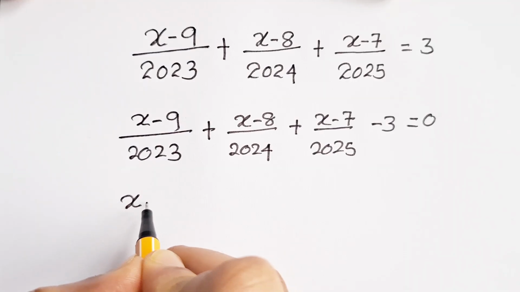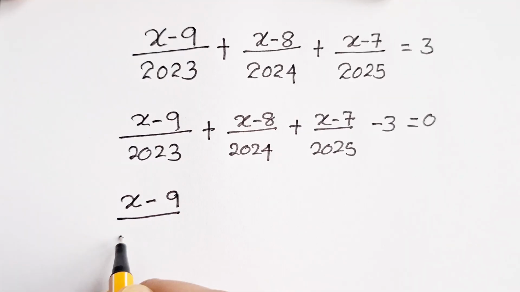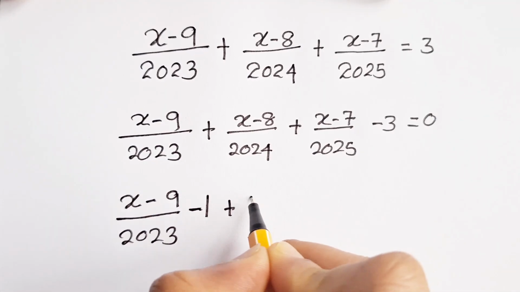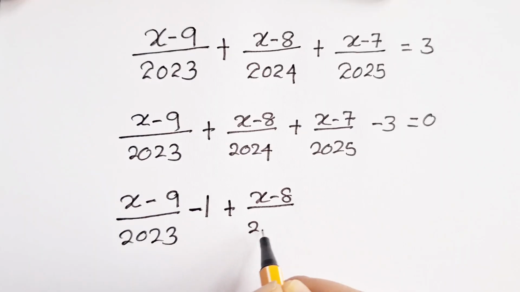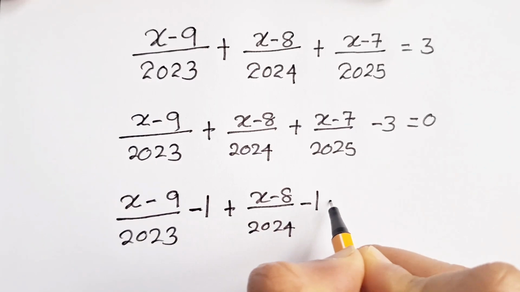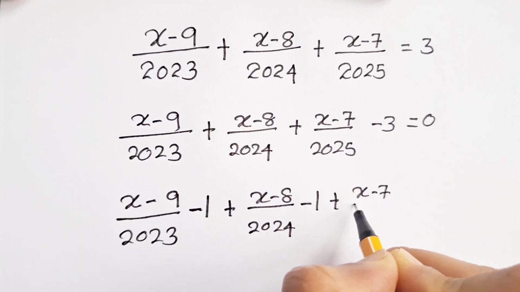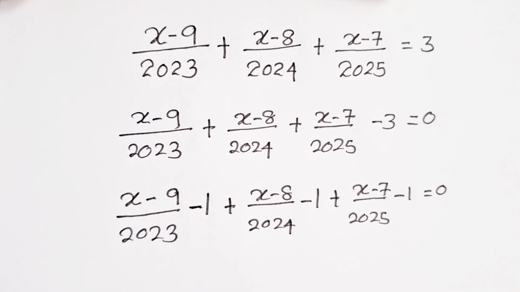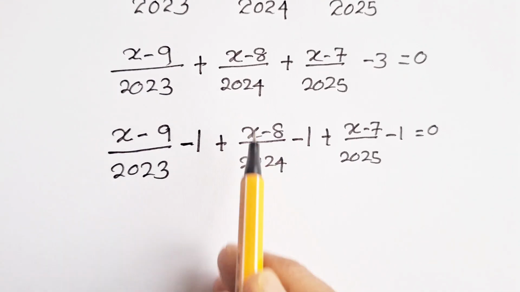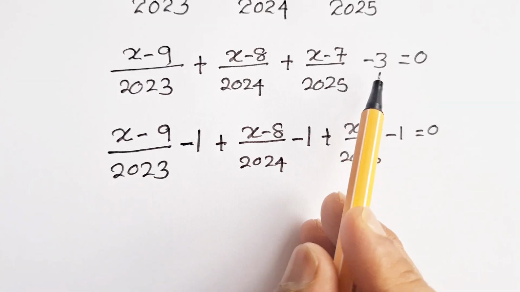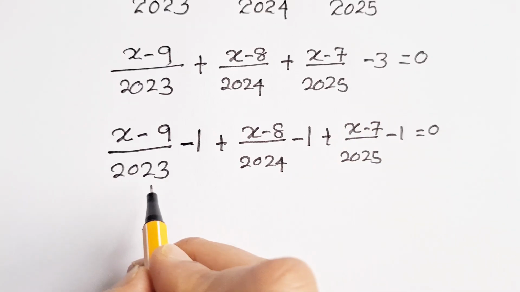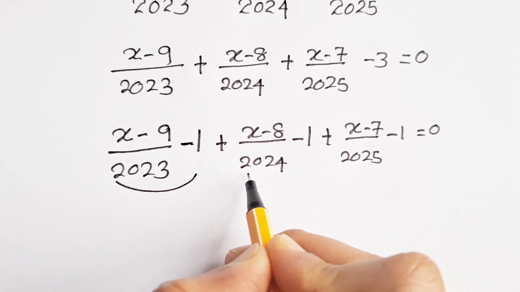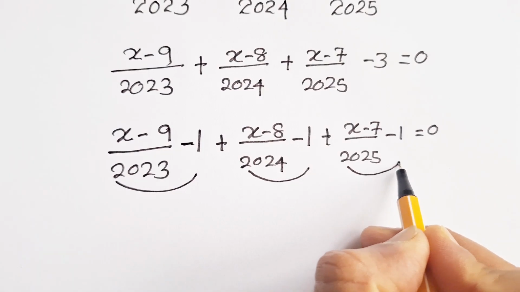Then I will rewrite this equation as follows: (x minus 9) over 2023 minus 1 plus (x minus 8) over 2024 minus 1 plus (x minus 7) over 2025 minus 1 equals 0. You can see that both equations are the same: minus 1, minus 1, minus 1, minus 3. So I'm going to simplify this equation as follows. I will take these two parts, these two parts, and these two parts separately.